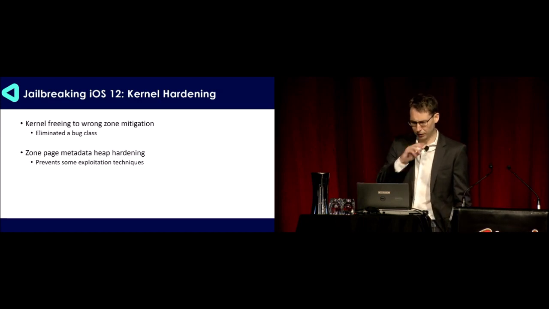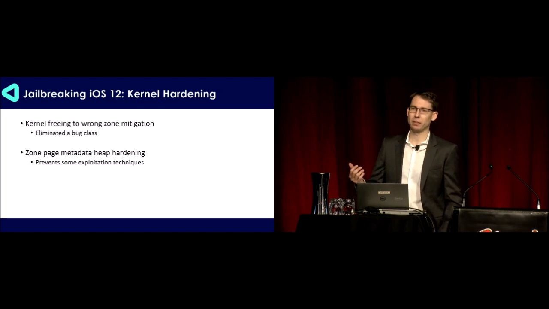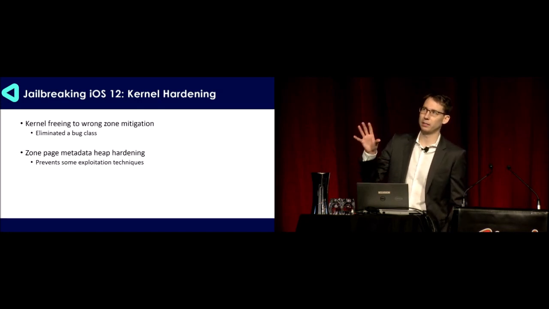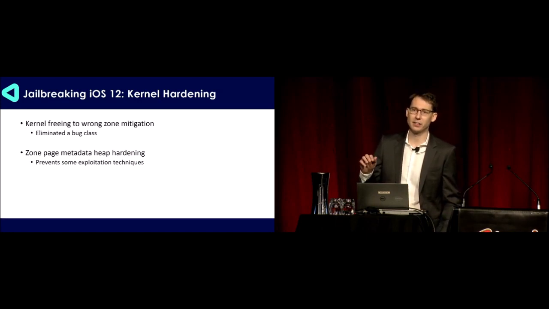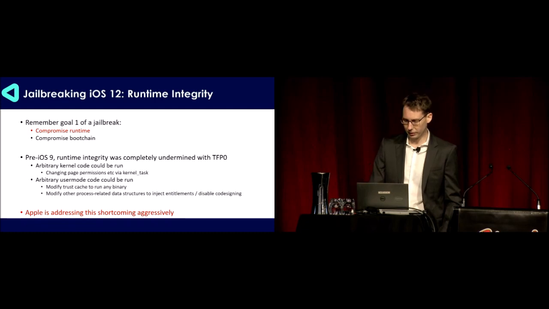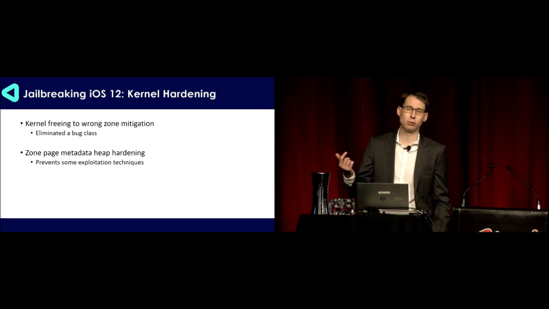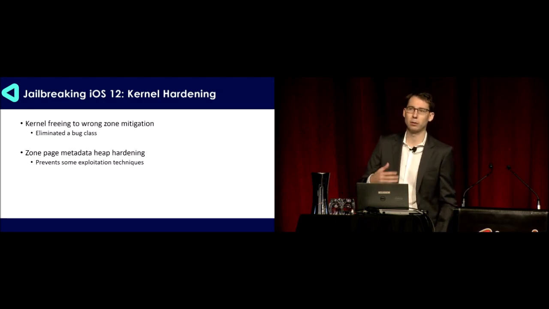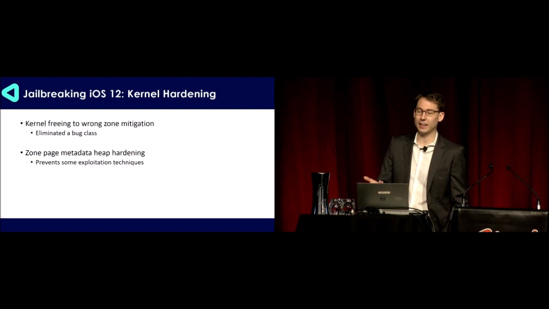Again, Stefan Esser has talked about the kernel heap in great detail, but there are basically different areas of memory that are reserved for different sized allocations. And so obviously, if you got, say, a 16-byte block accidentally freed to a 64-byte zone, the next person that makes a 64-byte allocation is going to get that 16-byte block back, and you can trigger that vulnerability to then work it into an overflow and do something useful. So they've eliminated that.